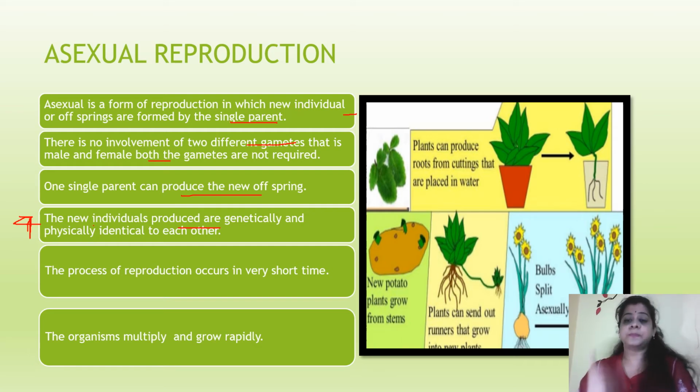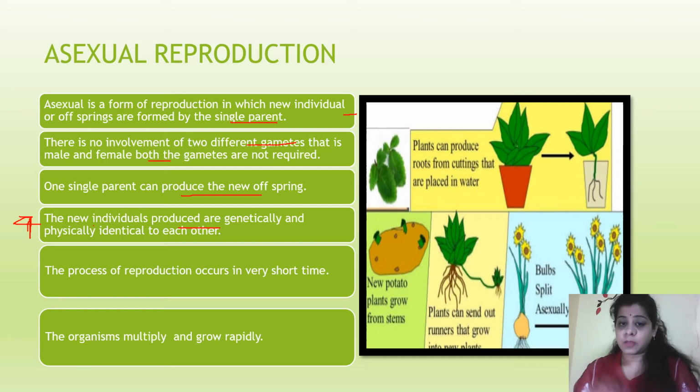Like that, in plants it is also there. When plants are reproduced by asexual reproduction, male and female gametes are not involved, so there is only one parent, and only the qualities of that single parent will come. That means they inherit the qualities of the single parent from which they are born. When another parent is not there, where will the new qualities come from? So they will be genetically and physically identical to each other.